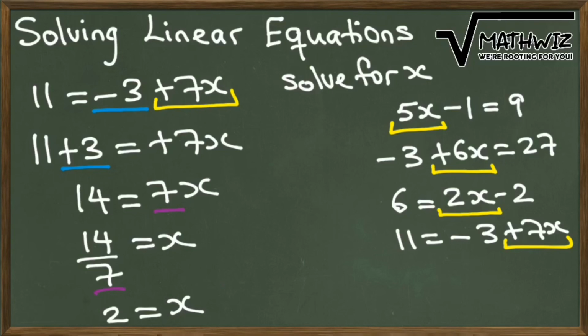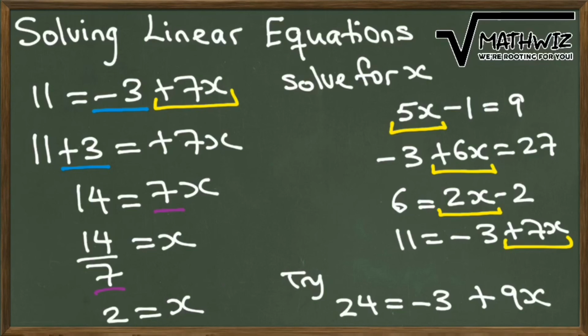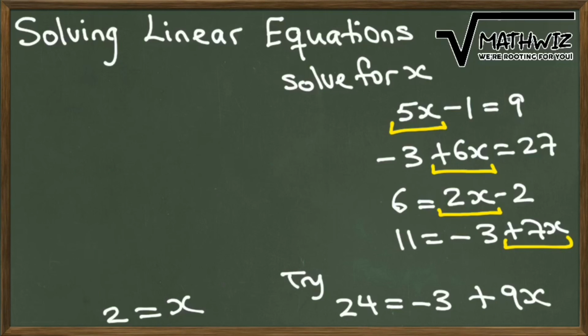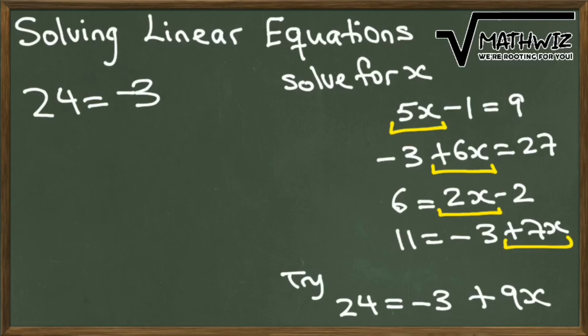So I will give you one of these to try on your own, which we will work as our final question for this video. So again, once you've taken it in, you can pause the video, work it on your own, and then go ahead and try the final question. So we have 24 is equal to minus 3 plus 9x.